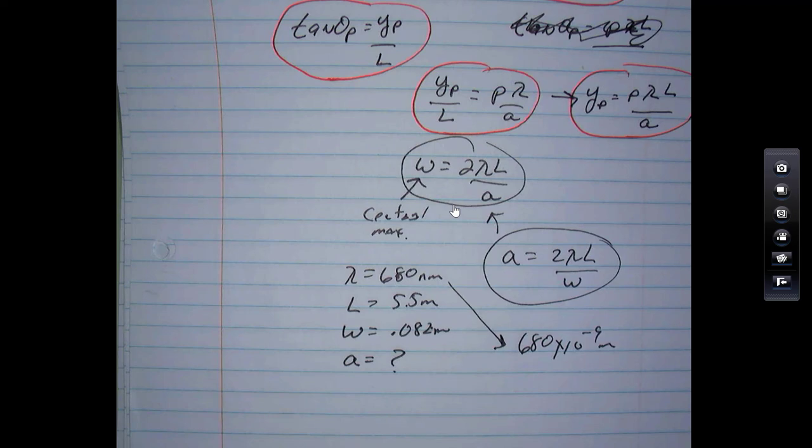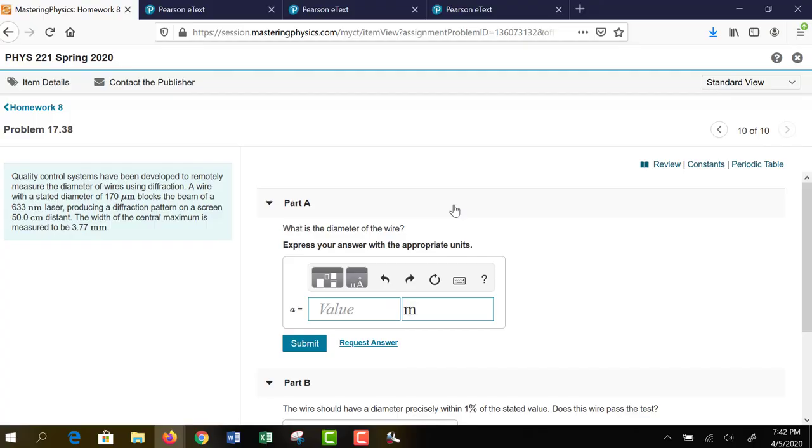All right, let's look at the last problem. Okay, so quality control systems have been developed to remotely measure the diameter of wires using diffraction. A wire with a stated diameter of 170 micrometers, so 170 times 10 to the minus 6th, blocks the beam of a 633 nanometer laser, producing a diffraction pattern on a screen 50 centimeters away. The width of the central maximum is 3.77 millimeters. What is the diameter of the wire?